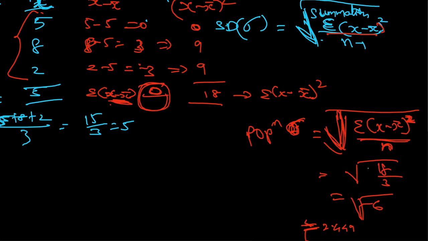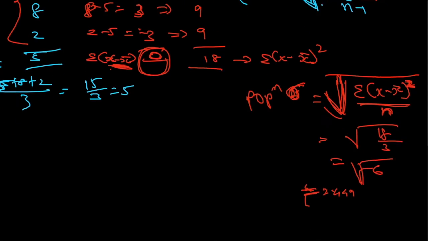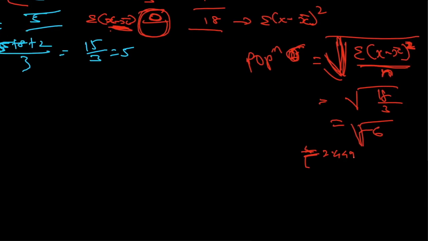So what do you mean by this population standard deviation? When I'm taking the entire data, then it is called population standard deviation. Sample standard deviation means when I'm taking some samples out of the entire population data, because I don't want the entire data. If I go to collect the entire population data, it will be too costly or too time consuming. So I'm going only for samples.